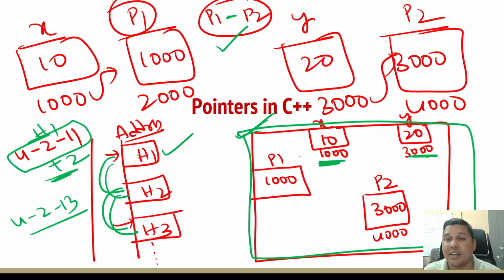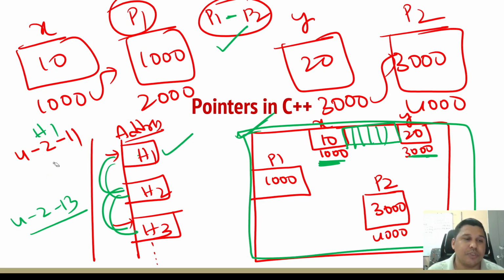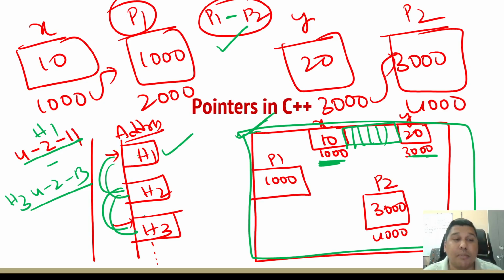The meaning of that is how much memory is there between these 2 addresses. How many memory blocks are there in between these 2 addresses? Or you come to this example of houses, our general example. If I say, what is the difference between address house H1 and address house H3, 4-2-13? Difference means how many blocks are there between these 2? How many houses are there between these 2? That is meaningful again. In pointer's perspective, between 2 houses, how many houses are there? That you can easily identify.